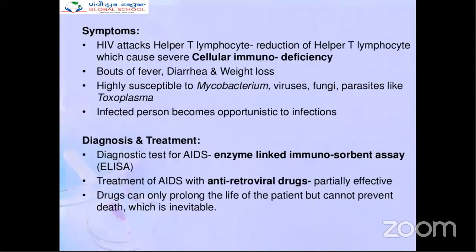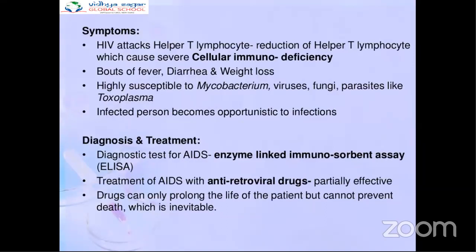Bouts of fever, that is short periods of fever, will be there. Diarrhea and weight loss will be there. They are highly susceptible to Mycobacterium. Mycobacterium causes tuberculosis in human beings. Viruses, fungi and parasites like Toxoplasma. So these infections they will get easily because the immune system is totally blocked.